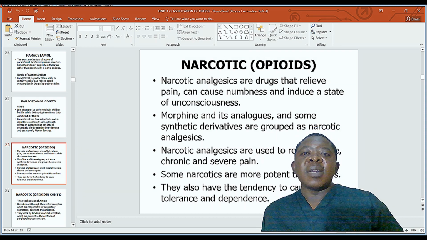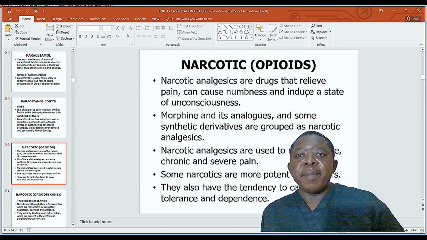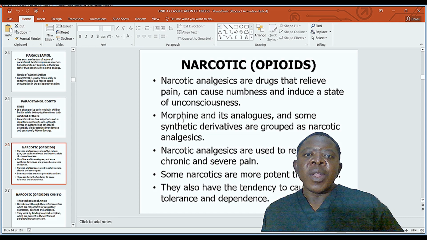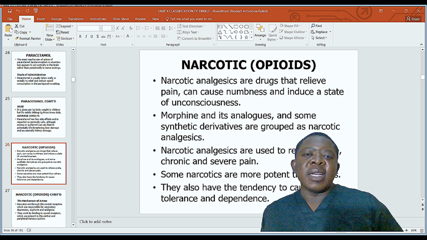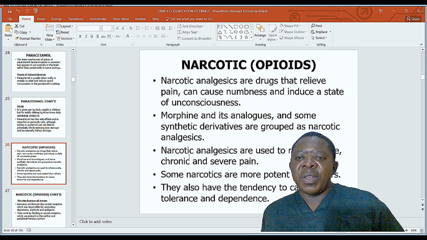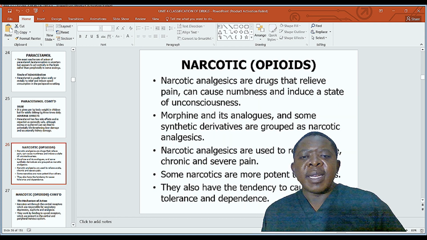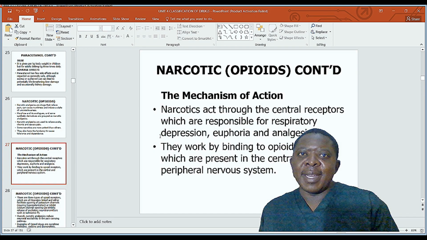Narcotic analgesics are drugs that relieve pain, can cause numbness, and induce a state of unconsciousness. Morphine and its analogs and some synthetic derivatives are grouped as narcotic analgesics. Narcotic analgesics are used to relieve acute, chronic, and severe pain. Some narcotics are more potent than others. They also have the tendency to cause tolerance and dependency.